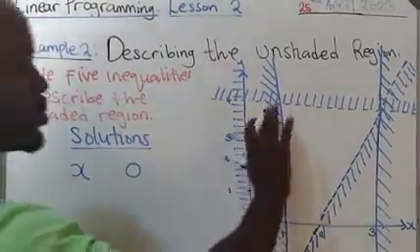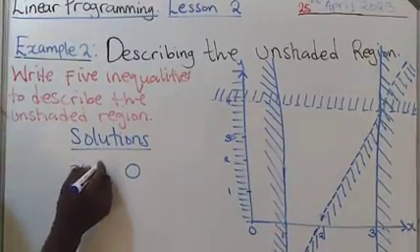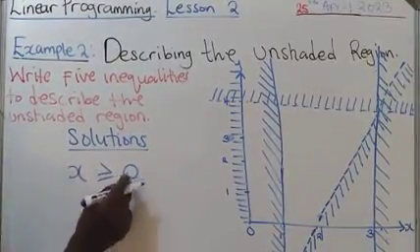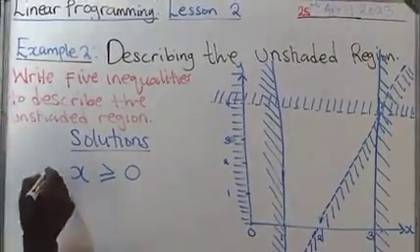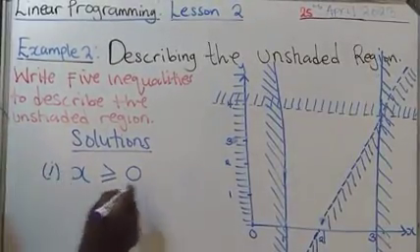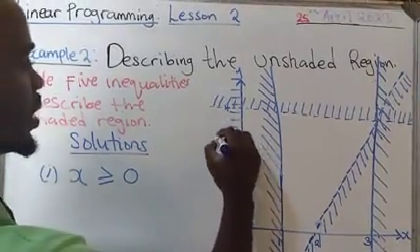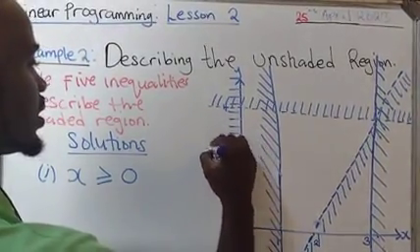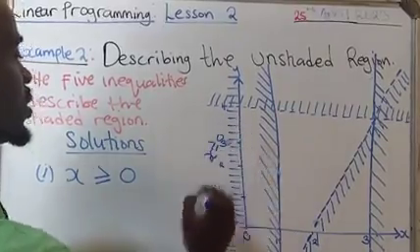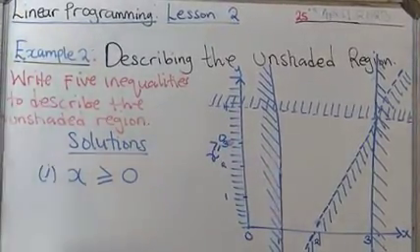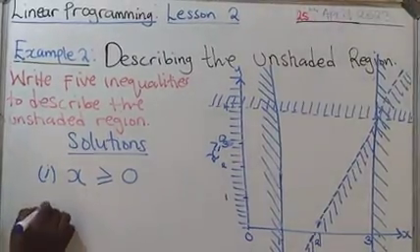Okay, so the opposite is greater. So this is x greater or equal to what? 0. This is our first one. Okay, for this one, I'll even rename it. I'll say x greater or equal to 0. Then we come to our second one.